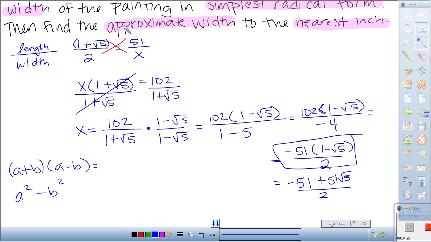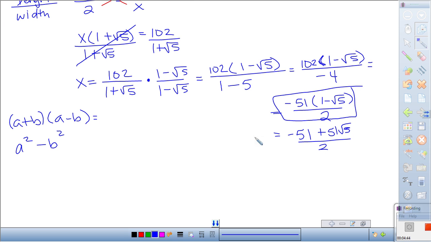The second part is find the approximate width to the nearest inch. That's where your calculator comes in handy. And that's where really this form will be helpful. Because in your calculator, what you're going to put is negative 51. Let me go ahead and do this with you. Negative 51 plus 51 times the square root of 5. And that gives you some crazy decimal.